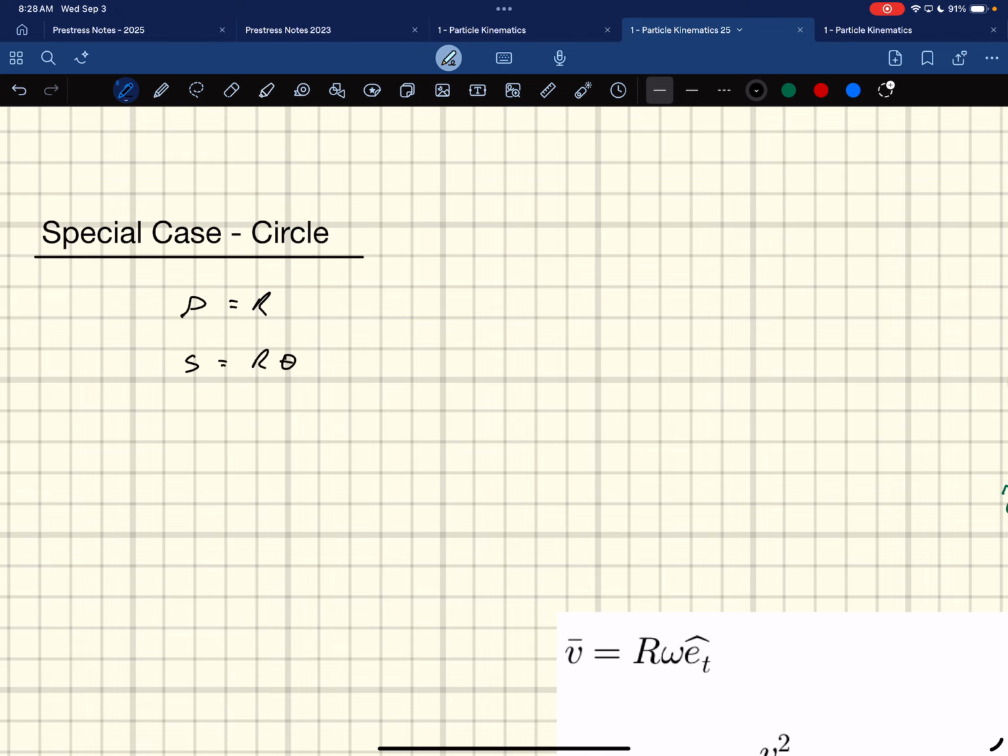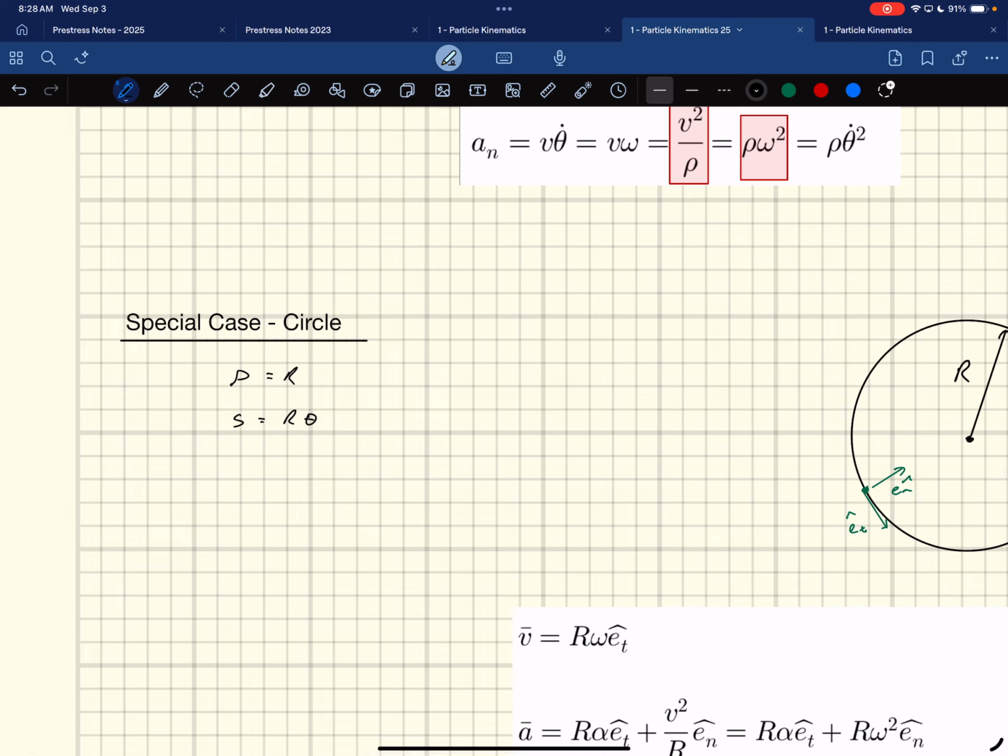If I want the distance s along a path, I could just take the radius and multiply it by the theta that's changing, right? That's just the arc length equation. So s is just going to be r times theta.